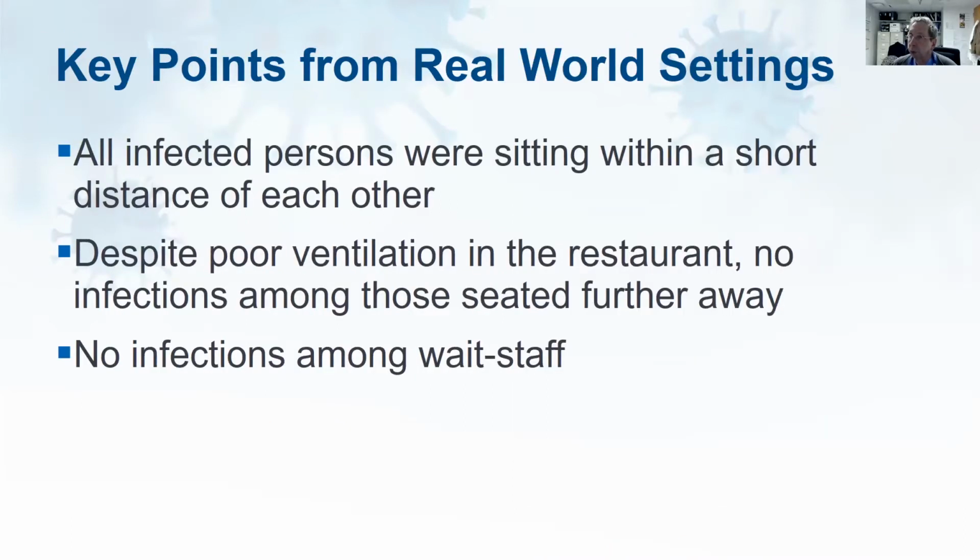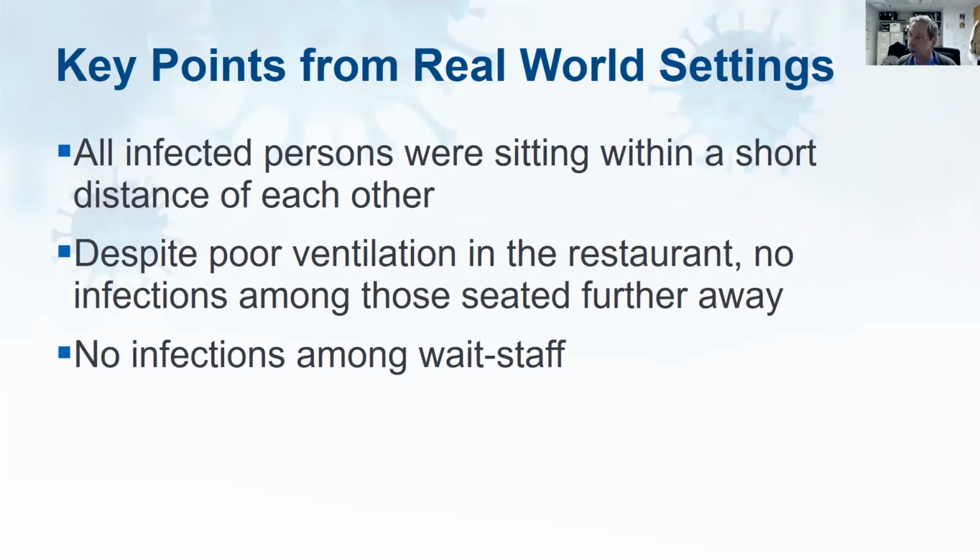So the key points from the real world setting: all infected persons sitting within a short distance of each other have some risk if they're not wearing masks. And I want to emphasize that again, masks, regardless of how close you are to a person with COVID, if both the infected and uninfected people are wearing masks, eliminates the risk of acquiring COVID.